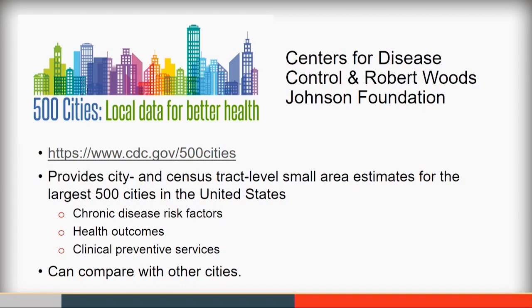The Centers for Disease Control and Robert Wood Johnson have the 500 Cities project. It came out in 2017. Has anybody used this? A couple of you. Okay, so they have taken the largest 500 cities in the United States, and they're providing city-level data and census tract data. So you can get it for your city, not for the county, for the city, and then for those neighborhoods. It's giving you estimates for chronic disease risk factors, health outcomes, and clinical preventive services. And you can set it up and run reports and compare your city with other cities.